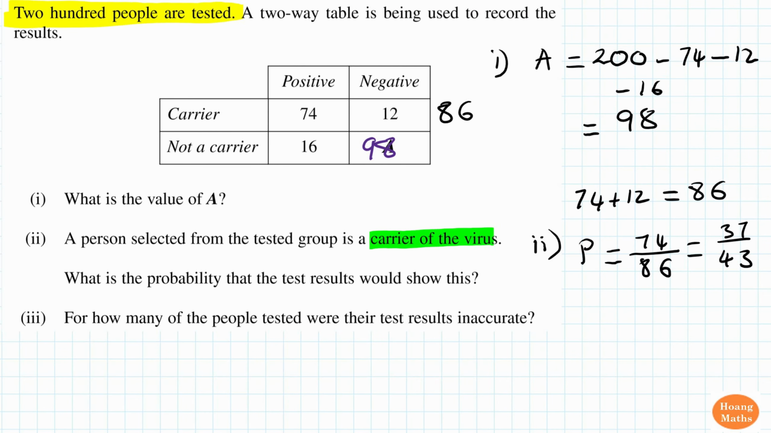Part 3. For how many of the people tested were their results inaccurate? So this means the people who have the virus and tested negative. So that is have virus here but test negative. So this is inaccurate. And the people who do not have the virus but then test positive. So this is 16. So these are the people tested inaccurate. So the number of people, we add them up, which is 16 plus 12, which equals 28 people.